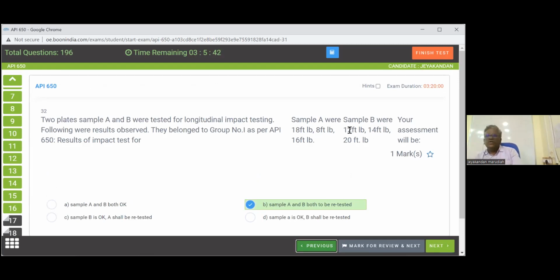Here, two values are below average, 12 and 14. And here, one value below minimum. Minimum means 2/3 of the average. 2/3 of 15 is 10. It is less than 10, it is rejected. Okay. Where is this condition given here?